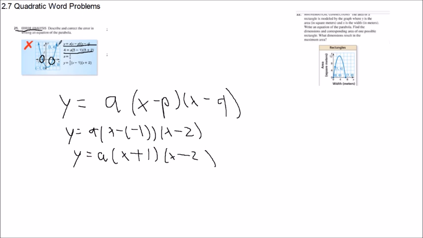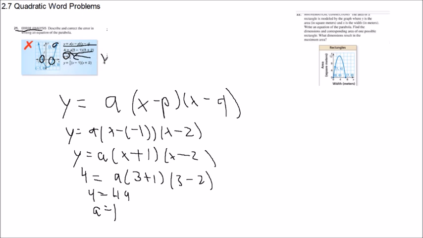So we have this other point, which is 3 comma 4, so we can plug that in. 4 equals a times 3 plus 1, 3 minus 2. 3 plus 1 is 4, 3 minus 2 is 1. 4 equals 4a, and then a equals 1. So a actually equals 1 in this equation and not 2/5.